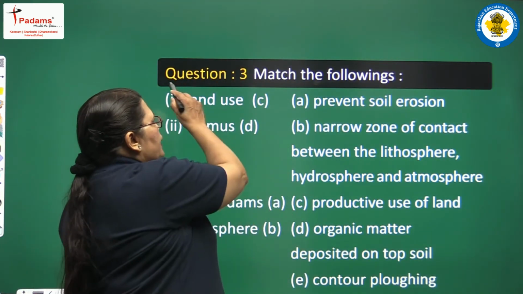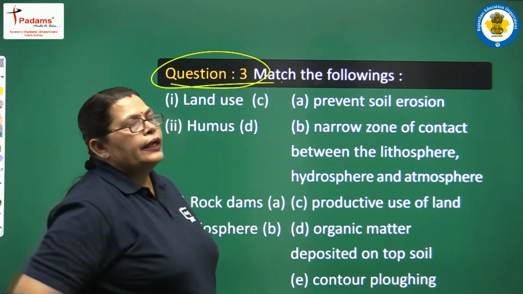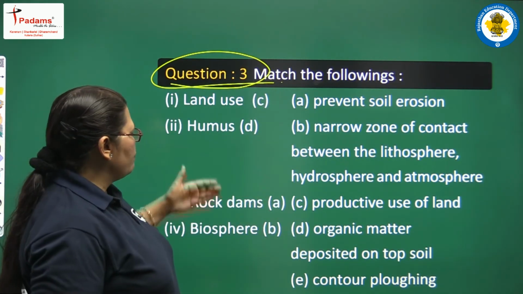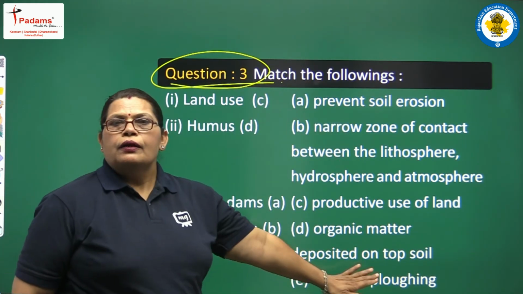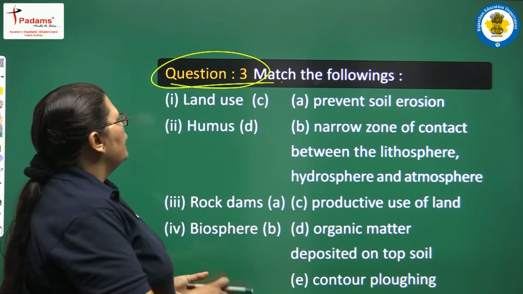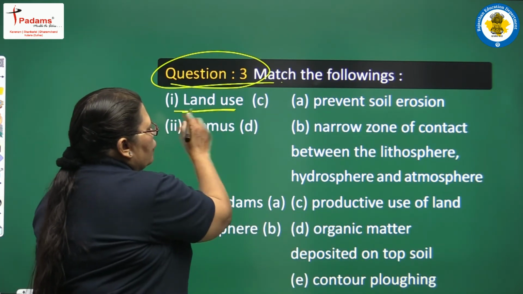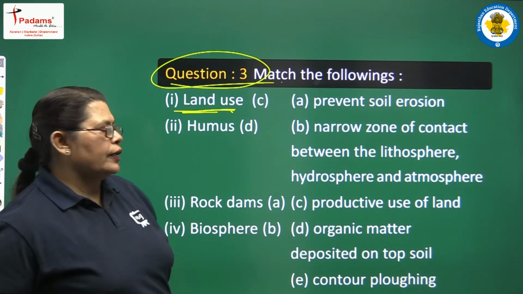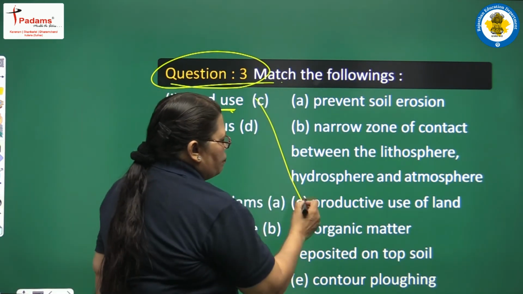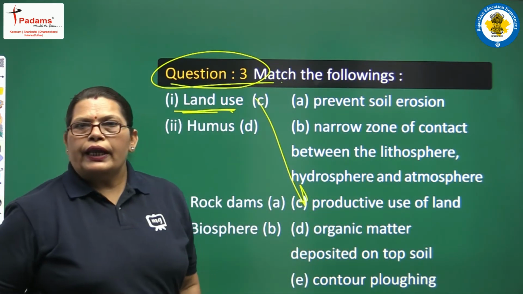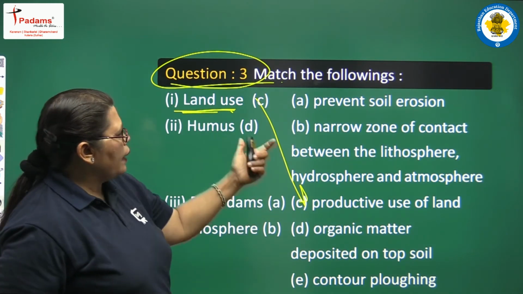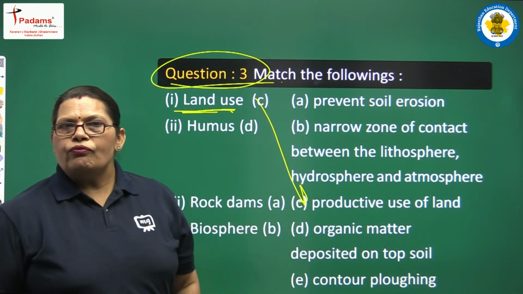Our next question includes the matchups. In matchup, some points are there and we will match these points with the B portion. See here, land use. What is the answer for land use here? Protective, productive use of land. Land use is the productive use of land.